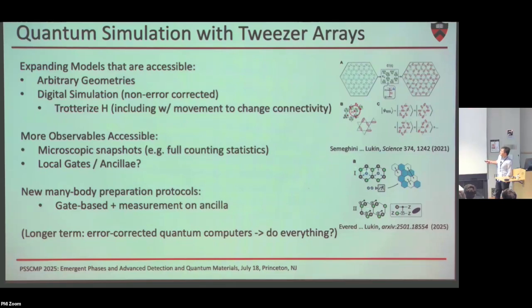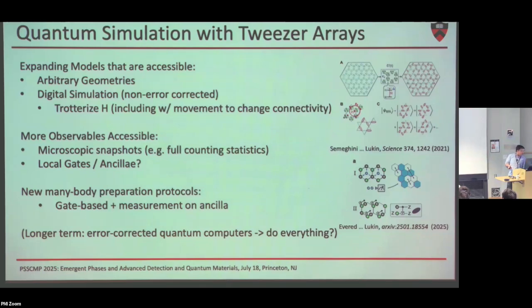And then you can actually make measurements on subsets of these particles. Then conditioning on the outcome of these, this can project the many-body state into the sector that you're interested in. So in a sense, with quantum simulation with these tweezer arrays, we're just scratching the surface of what is possible.